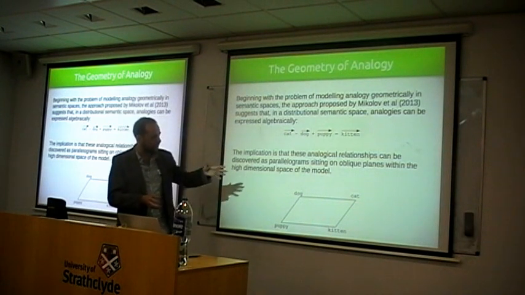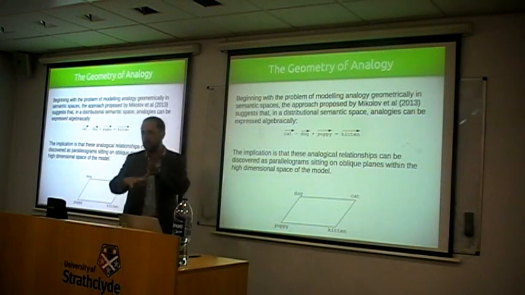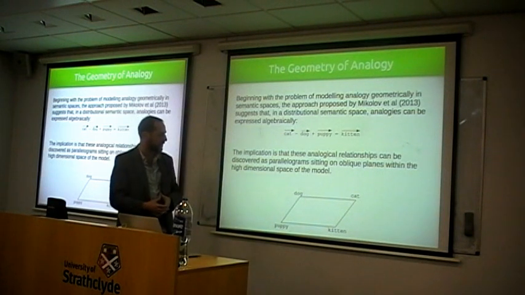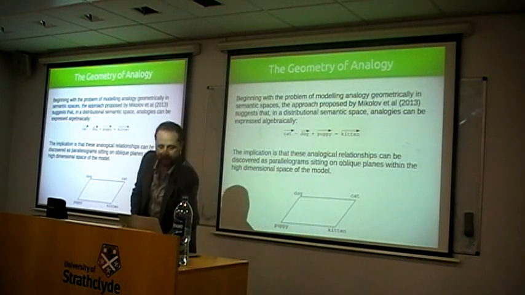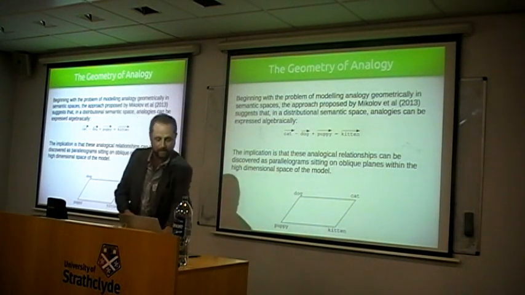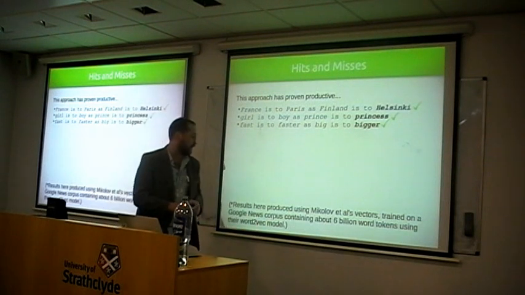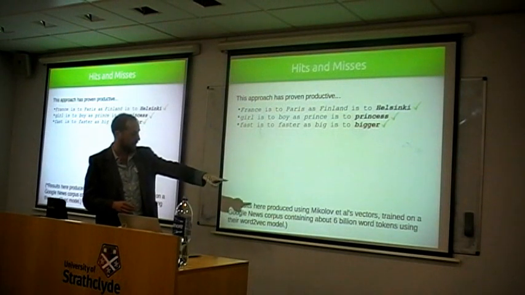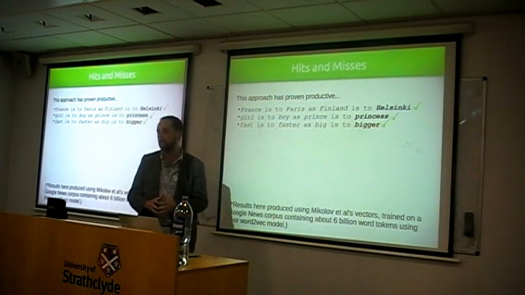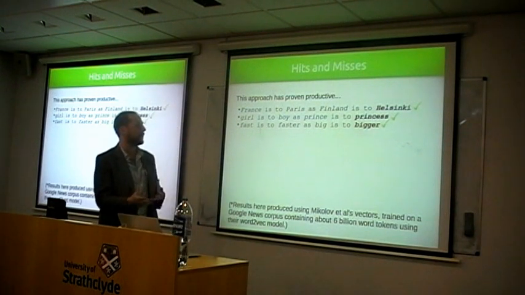So you can imagine that sitting somewhere on the surface of this hypersphere, of this normalized space of word vectors that these guys built, is a shape that looks kind of like this, a parallelogram. And this approach has been pretty effective. These results I actually got using the word vectors that Mikolov and friends have released to the world. The corpus itself is, I think, proprietary, so it's hard to do any more experiments on that.